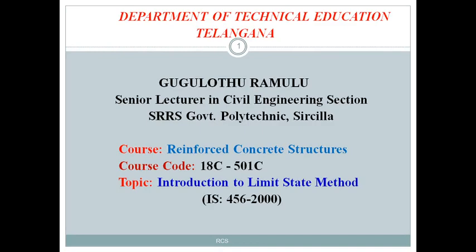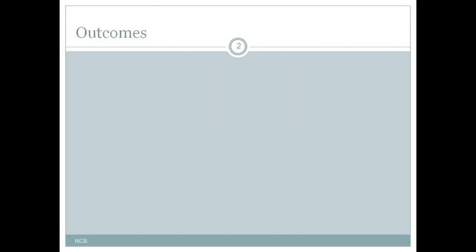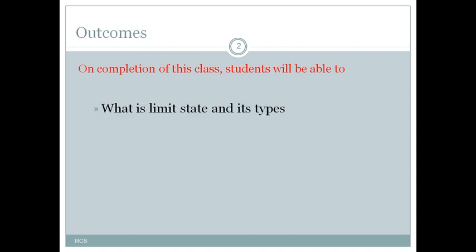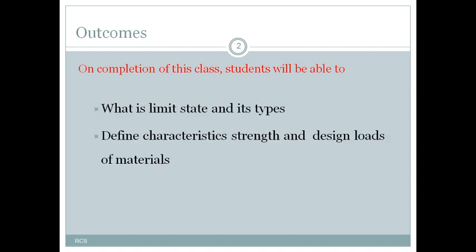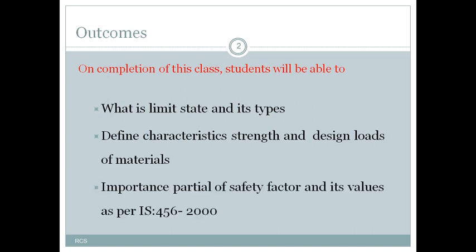In this lecture, I am going to discuss the limit state method, conforming to IS 456-2000. The outcomes of today's lecture are like this. On completion of this class, the student will be able to know what the limit state and its types are, define the characteristic strength and the design loads of a material, and understand the importance of the partial safety factor used in the limit state method and its values as per IS 456-2000.